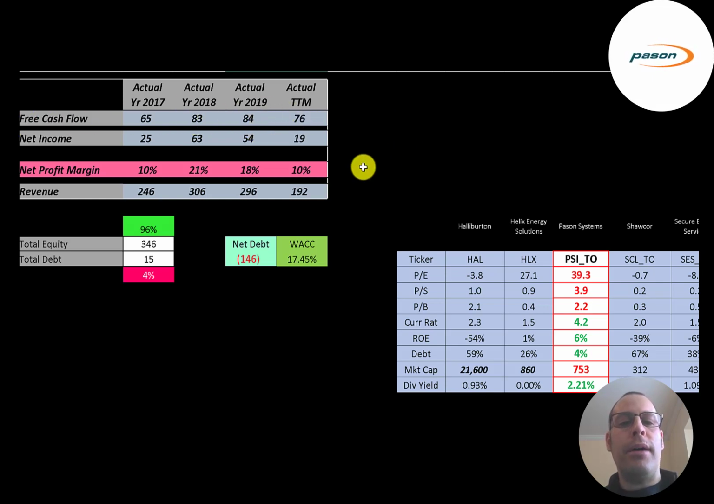Net income is the profit and loss on the income statement. It's revenue minus expenses. And they also have positive net income each year. Revenue is the sales for the company, and that's not doing so well. It was $246 million in 2017, but only $192 million in the trailing 12 months.